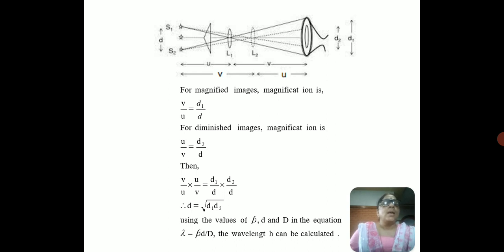So using beta, small d and capital D in the equation lambda is equal to beta d by D, the wavelength can be easily calculated.